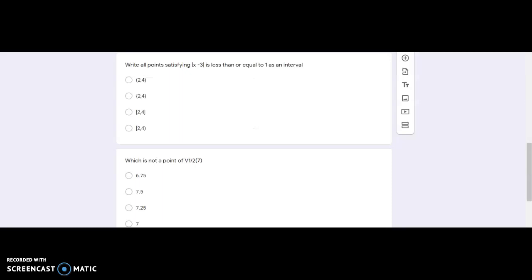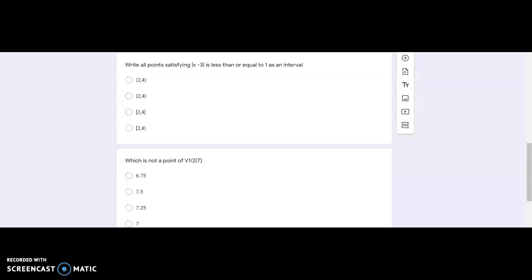Now we move to the 7th question. Write all points satisfying modulus of x minus 3 is less than or equal to 1 as an interval. Intervals are given: open interval 2 4, set 2 4, closed interval 2 4, closed-open 2 4. You have to select the correct interval. You write the correct interval as the answer.